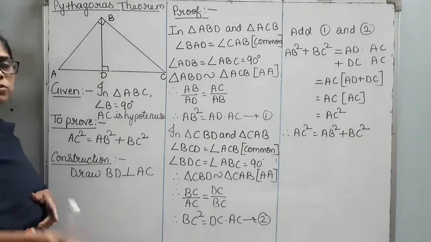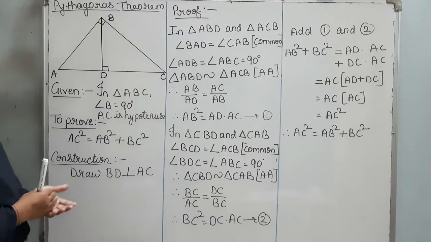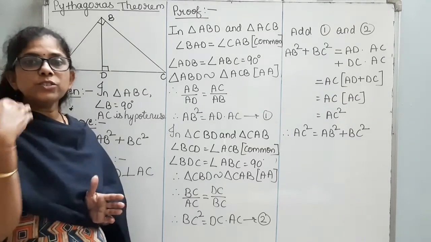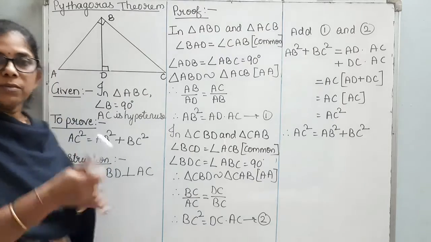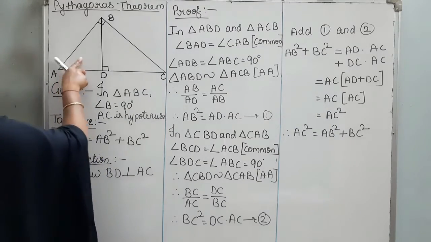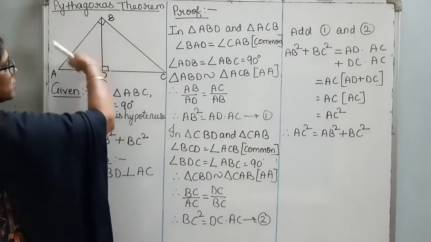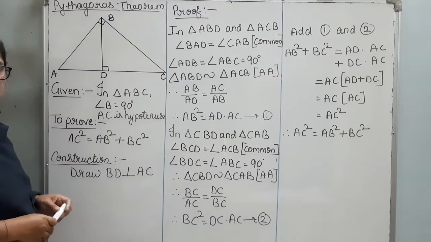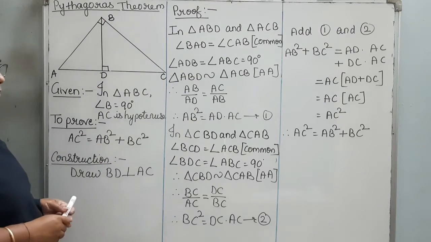This is what we have to prove here. Now we can say this is the continuation of our previous theorem. In our previous theorem, we already proved that these two triangles are similar to this original triangle. Same thing we are going to apply here.